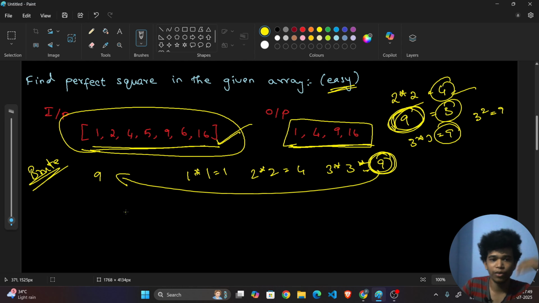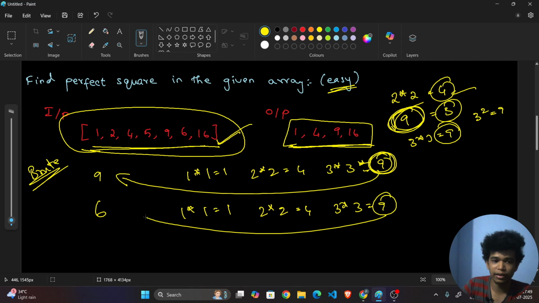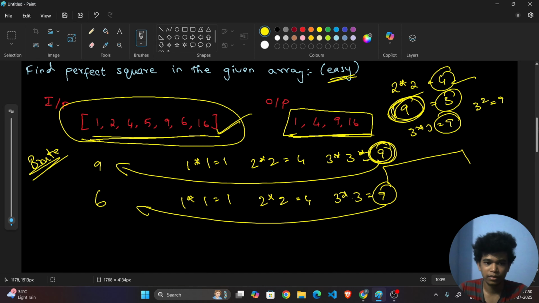If, for example, the given value is 6, then 1 into 1 is equal to 1, 2 into 2 is equal to 4, 3 into 3 is equal to 9. 9 is greater than 6, right? So we do not get any other possible values for this 6 on the right side of these elements. Can you understand this?